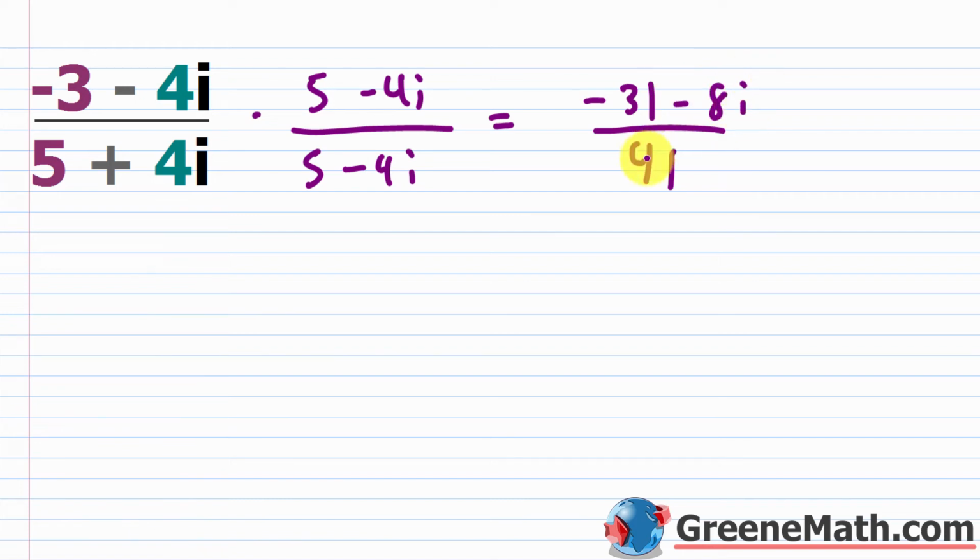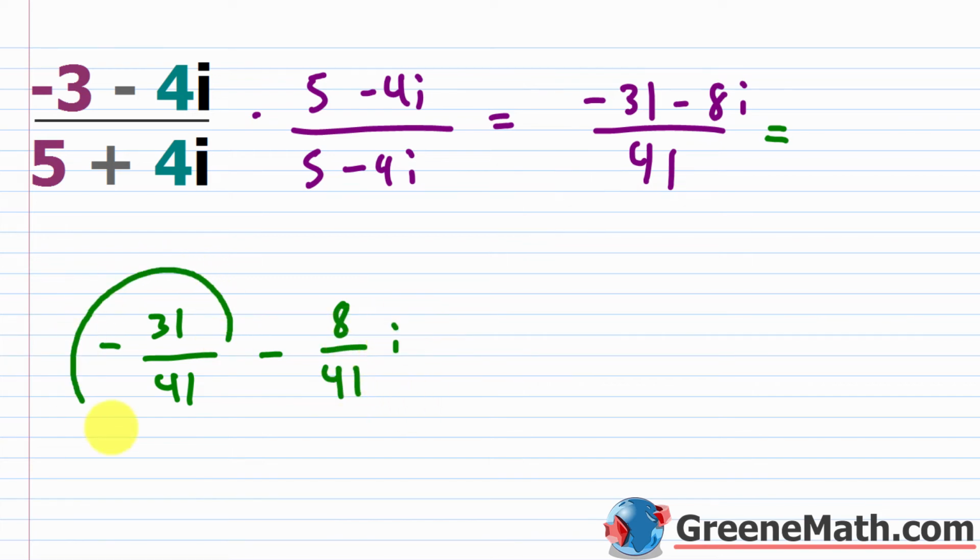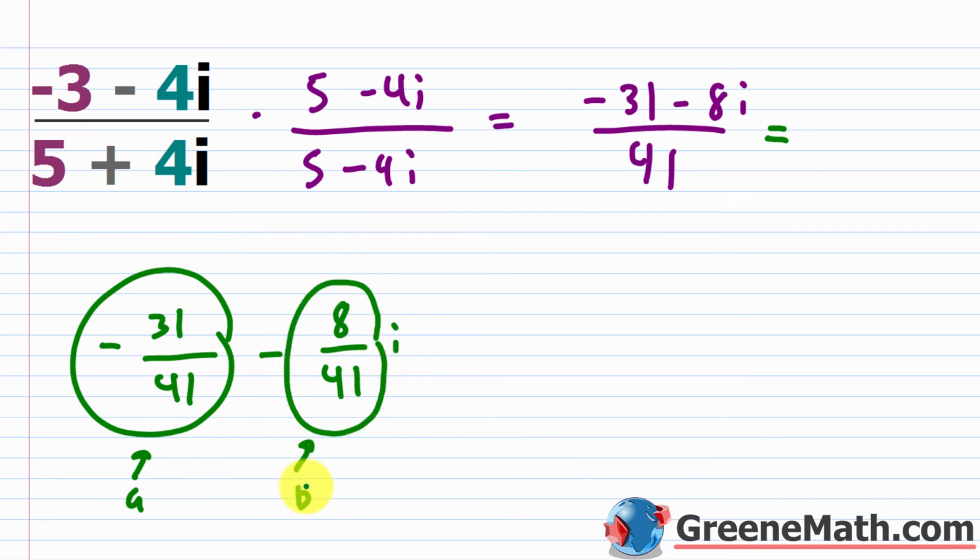Now, of course, if you want to write this in standard form, you want to break this up and say that you have negative 31 over 41 equals. So this is the real part, and then you can put plus negative, or you can just put minus 8 over 41, and then I'll put my i out here, okay? So this is your a, or your real part. And then this is your b, or your imaginary part. Then you have your imaginary unit i. And of course, you could put plus negative there if you want to. That's up to you. If you put minus there, it's really the same thing.